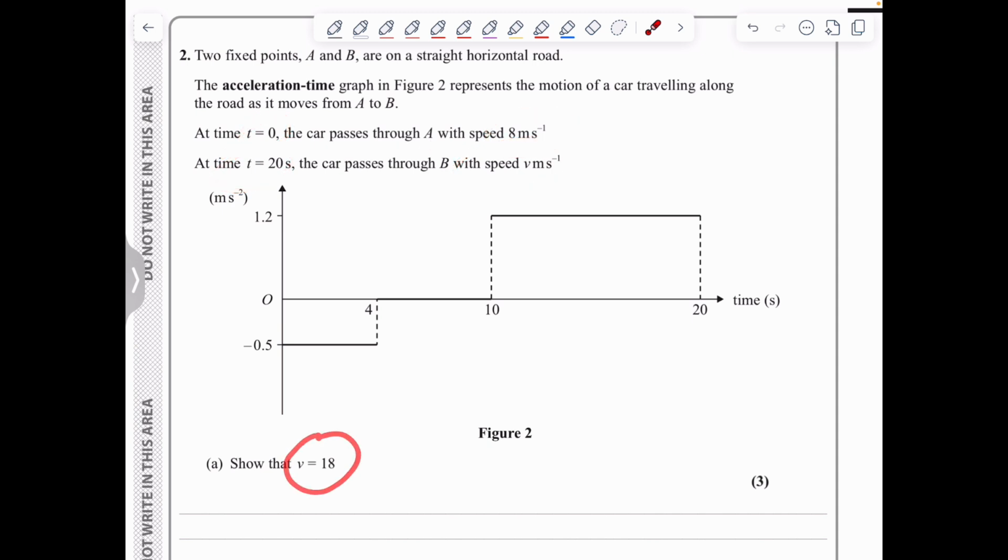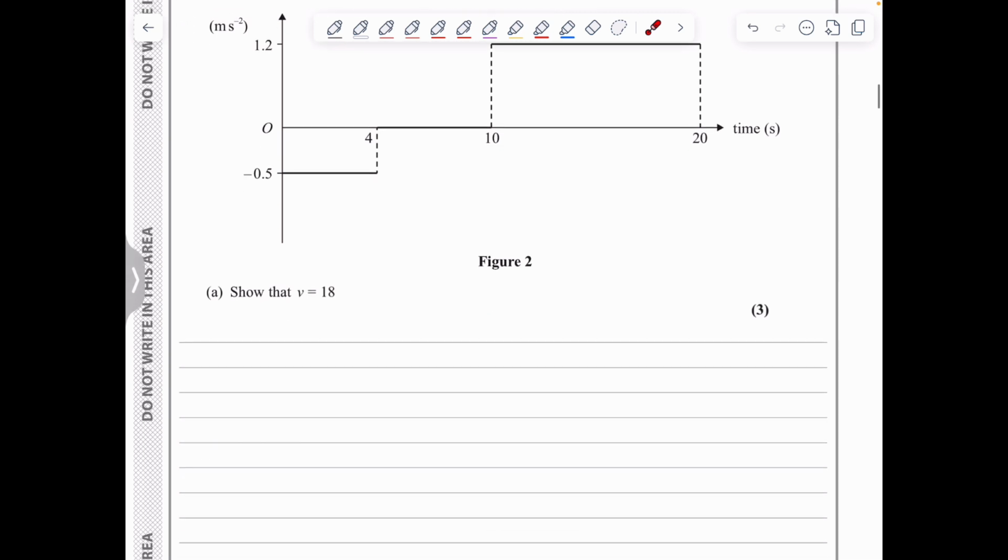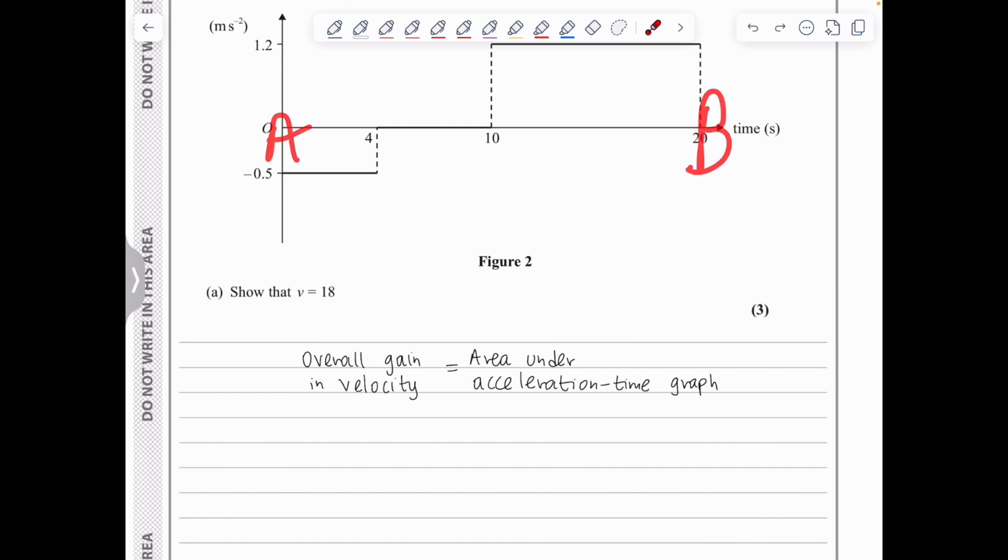Well, we know that the area under the acceleration time graph is the overall gain in velocity, and I'm going to use exactly this fact to determine the gain in velocity as I move from A reaching B. So let's calculate the total area.